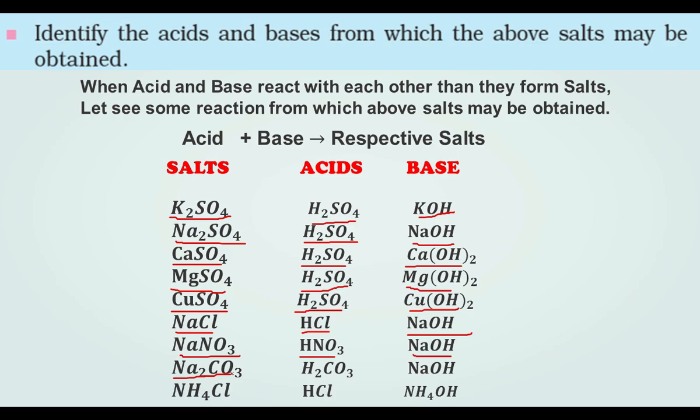Na2CO3, that is sodium carbonate, is produced by the reaction of carbonic acid, that is H2CO3, and NaOH, that is sodium hydroxide. Then ammonium chloride is formed by the reaction of hydrochloric acid, that is HCl, and ammonium hydroxide, that is NH4OH. So these are the bases required and these are the acids required to form these respective salts.